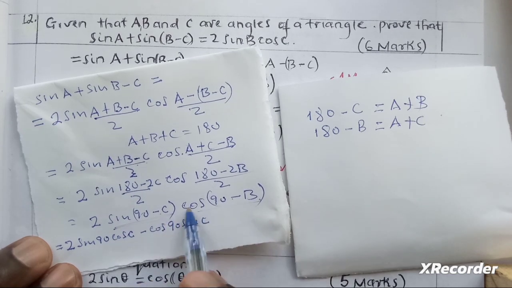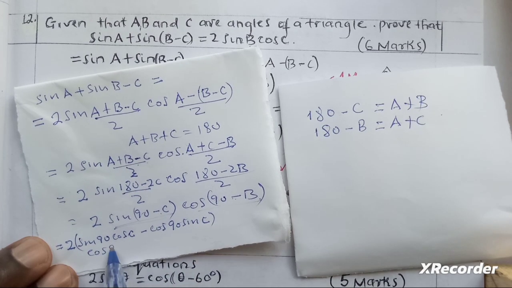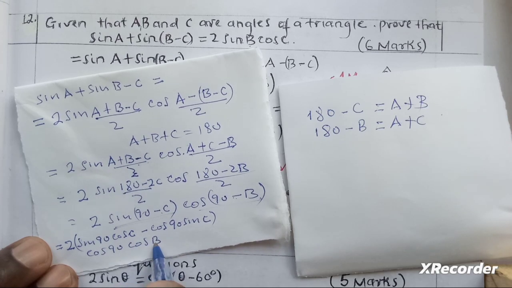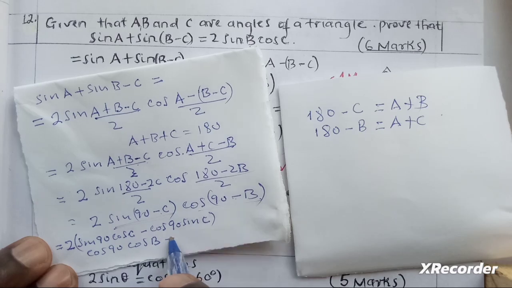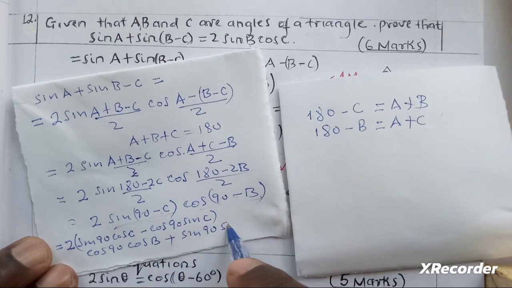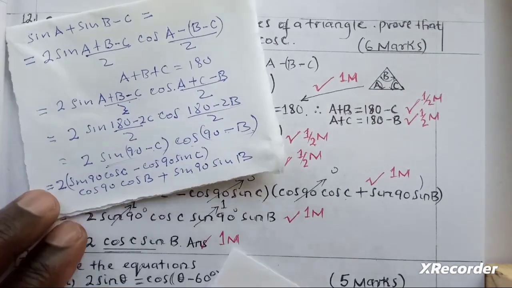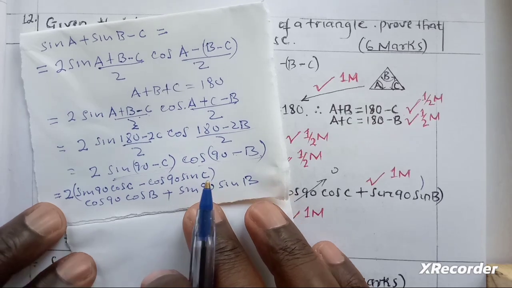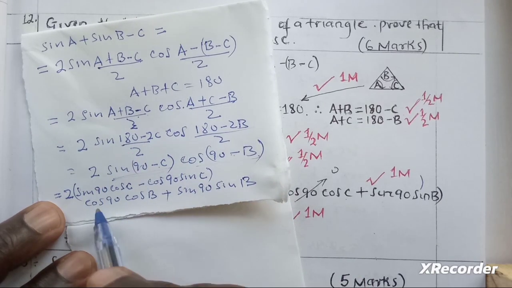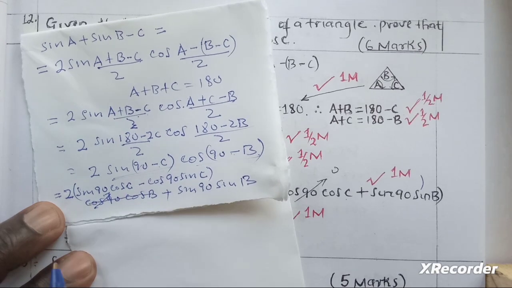That is for that. For this one, you put it into bracket there, it will be cos 90 cos B, and this one now will be plus sin 90 sin B. So from there we know that cos 90 is equal to 0. So all of it will be 0.